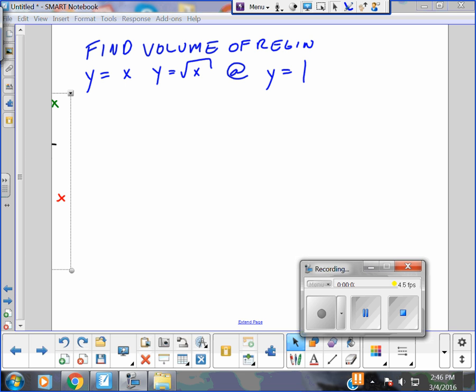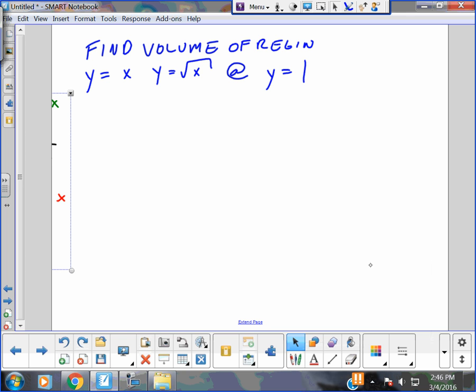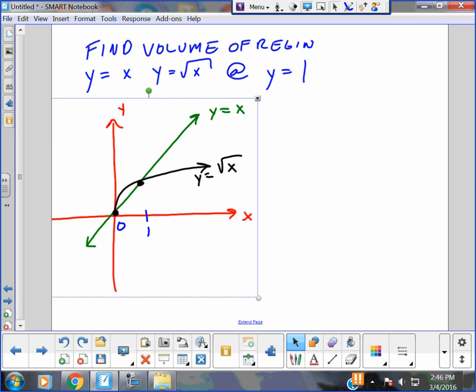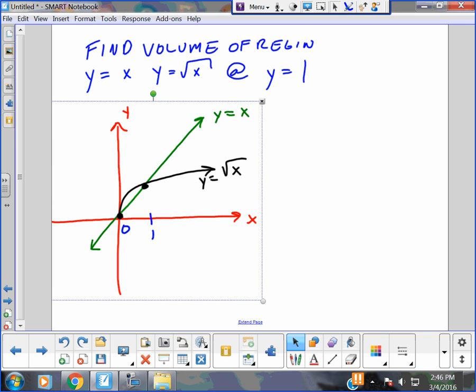So if I want to find the volume of a region, and I'm going to enclose it between some curves, I'm going to go about something besides the x-axis. So we're going to go about y equals 1, an axis parallel to the x-axis, and that'll make a different type of shape. And if I graph y equals x and y equals square root of x, the green is in the black there, we're going to end up with this region, all right? And this region has intersections of 0 and 1, which I show on the x-axis.